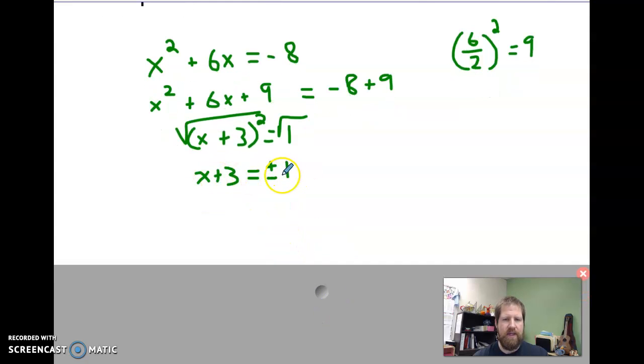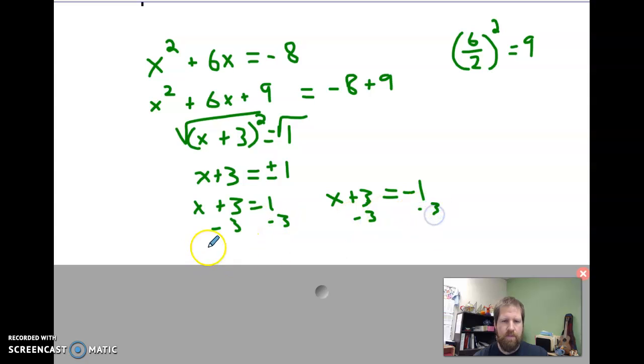And go into my two cases. I've got x plus 3 equals 1, and x plus 3 is equal to -1. All right, and I subtract 3 from each side, and I'd have x equals -2, or x equals -4. Okay, and those are my zeros. Right, not too much of a problem. Doesn't take a ton of steps, although we do have to start by figuring out what our third term is.